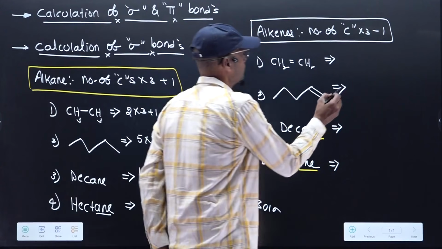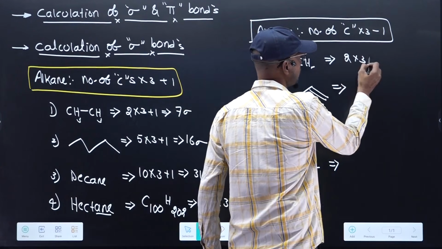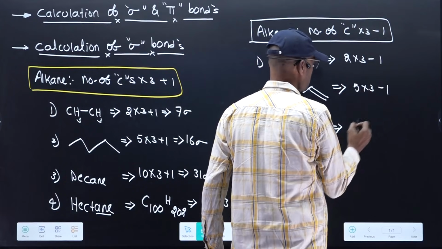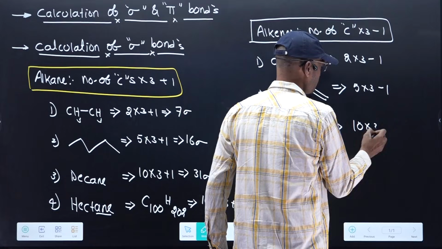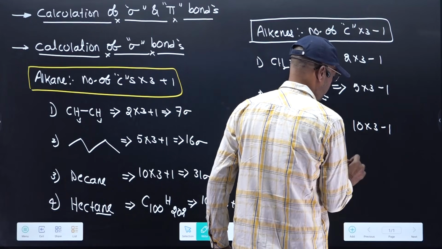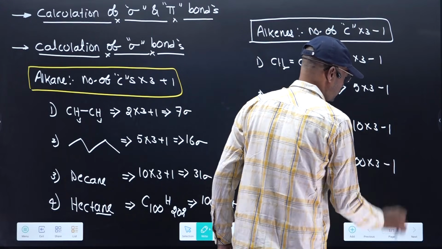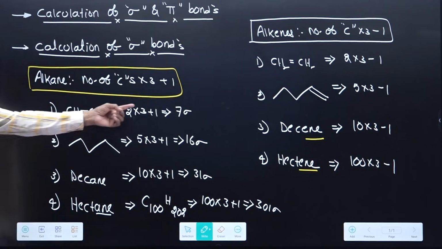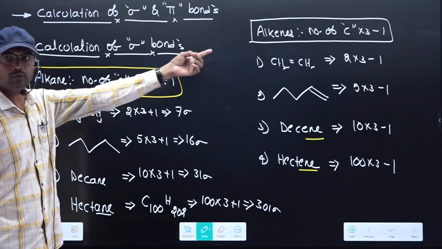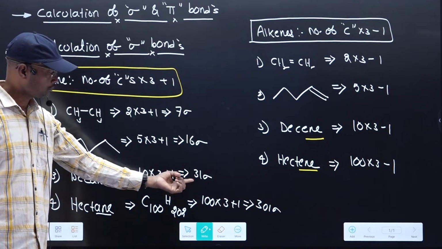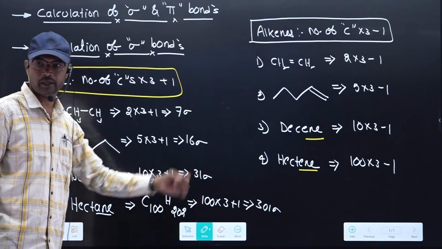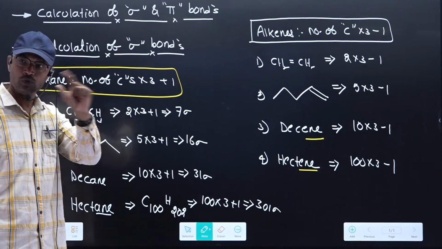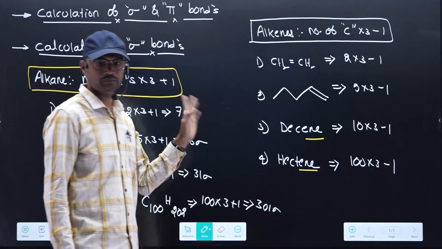Will you work this out? How many carbons? 2 into 3 minus 1. And here how many? 5 or not? 5 into 3 minus 1. Decene, 10 into 3 minus 1. Hectene, 100 into 3 minus 1, like that. Just reduce 2 hydrogens. Here how much are you getting? 7, there you will get 5. 14. 29. And here 299, like that. Same, because one double bond means we are removing how many hydrogens? 2 hydrogens. That's it. Simple.